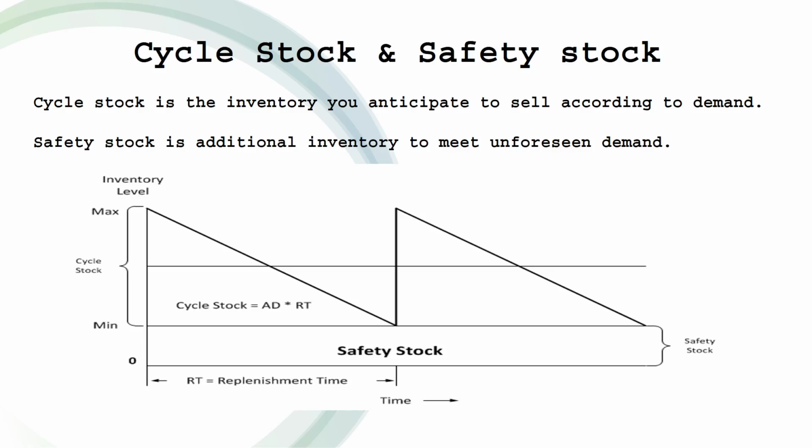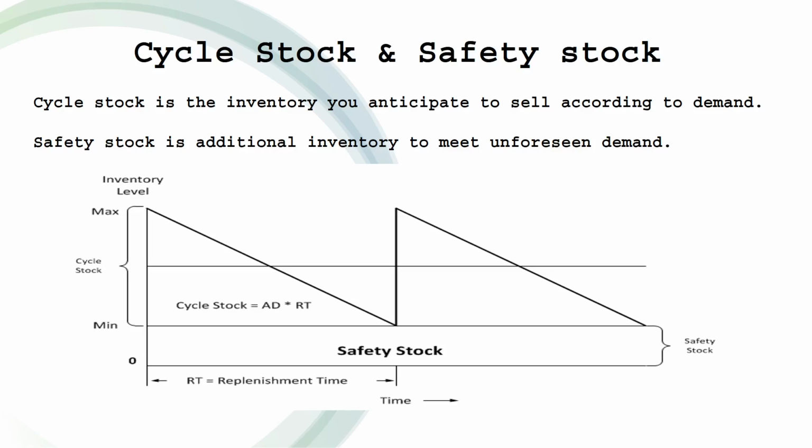Now, you can see this graph. In this graph, there are min and max levels. In between, whatever replenishment you do is what you call cycle stock, your regular replacement volume. And you can see the safety stock is from zero to minimum, which is what we usually keep as standard safety stock in order to avoid unforeseen stockouts due to demand issues.